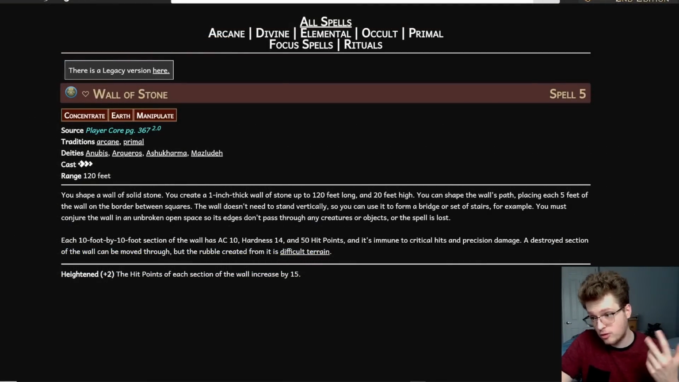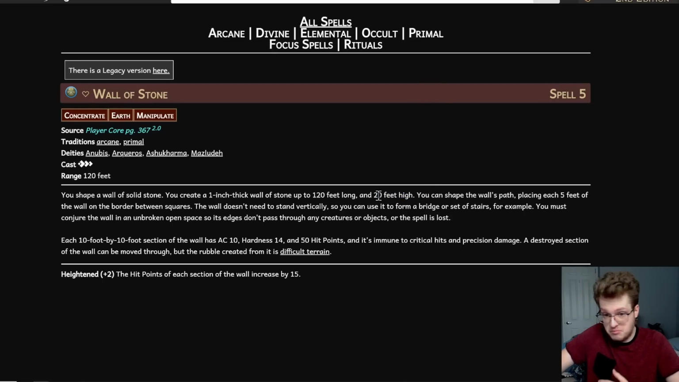And for construction, I would look at stuff like Wall of Stone, because Wall of Stone lets you just be 120 foot away, doesn't really matter, 120 foot long, 20 foot high wall. And it's just a wall. And so you can wrap a wall around an area, put a roof on it, put another floor in the middle. Look, you have a 2-story house.